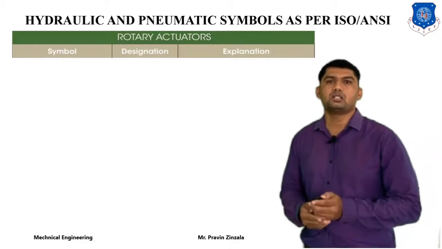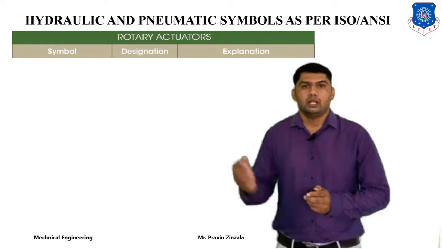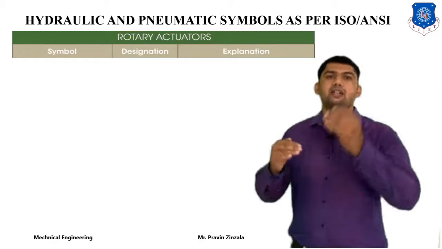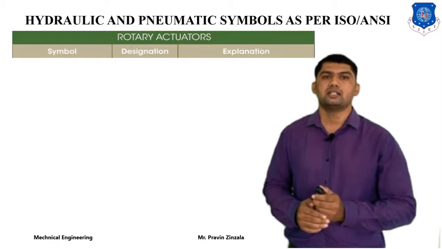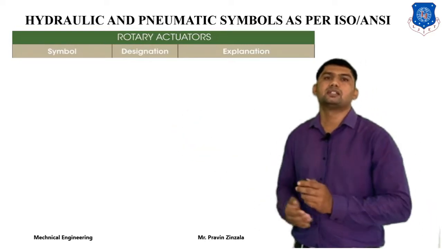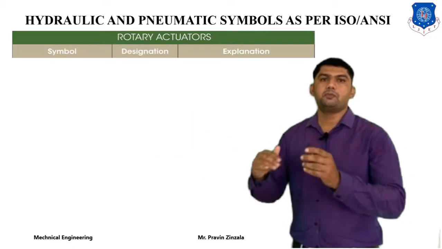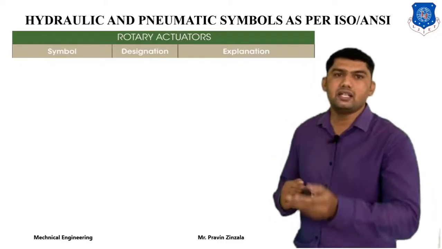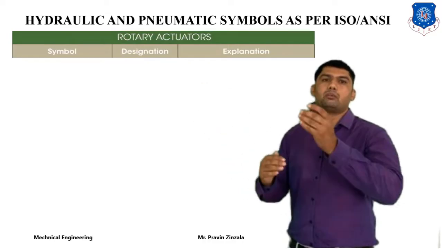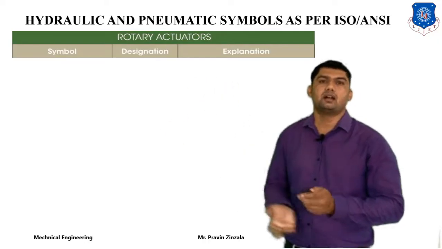Now we will discuss rotary actuators. First of all, what is the function of a rotary actuator in a hydraulic and pneumatic system? A rotary actuator converts hydraulic energy into mechanical energy. In the previous lecture, we discussed the components of hydraulic and pneumatic systems. The function of an actuator is opposite to that of a hydraulic pump. A hydraulic pump converts mechanical energy into hydraulic energy, while an actuator converts hydraulic energy into mechanical energy. So we can say that the actuator is our final output.